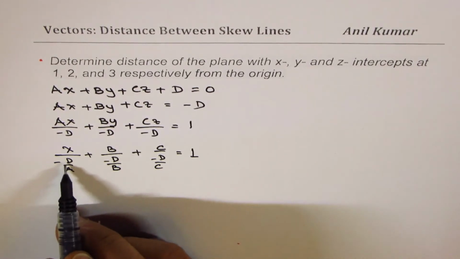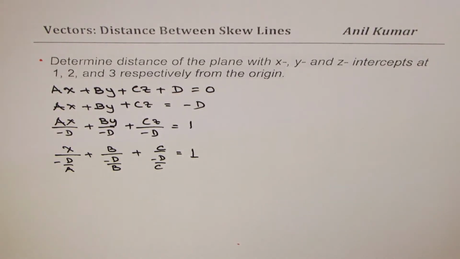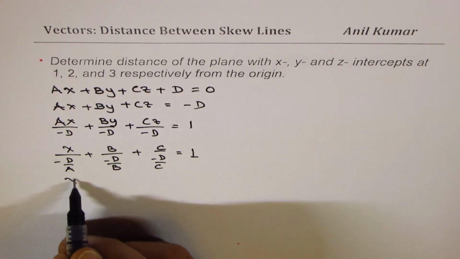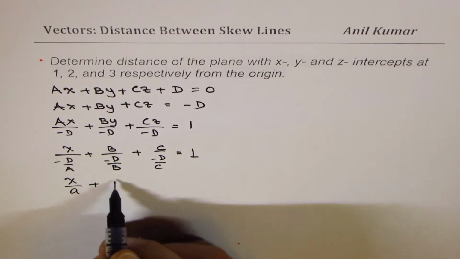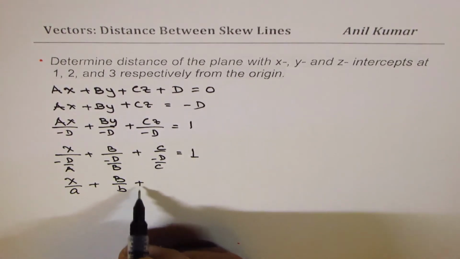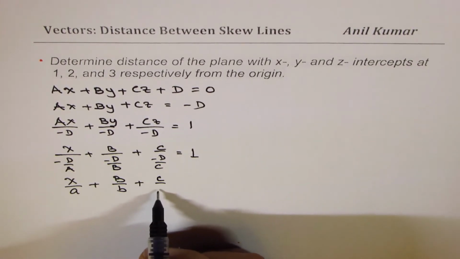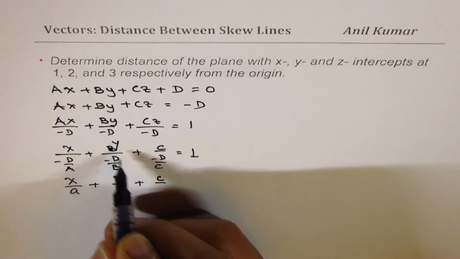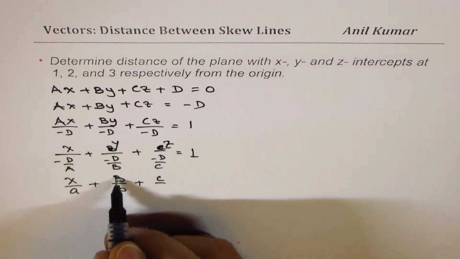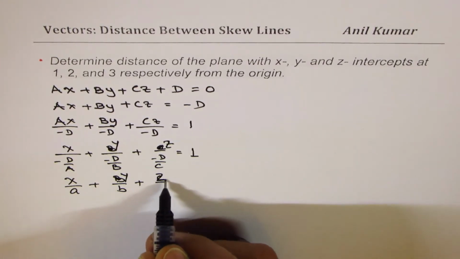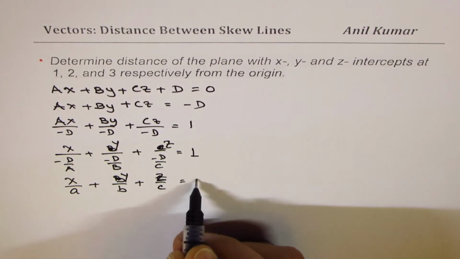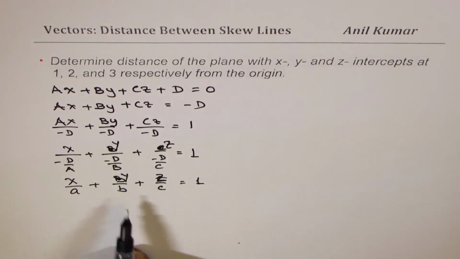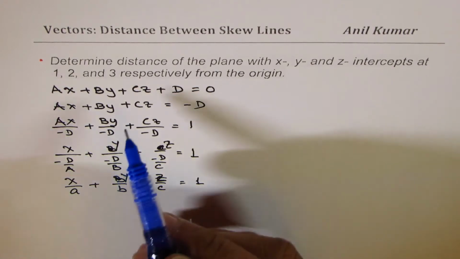Now what is this? Minus d over a. Well, these are x, y, and z intercepts, right? So you could write this as x over a plus y over b plus z over c equals 1. Actually I should have written capital Y and Z here. So these are x, y, z intercepts, right? So I quickly derived this equation.